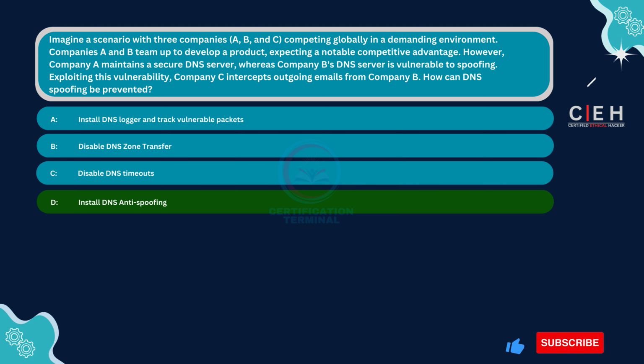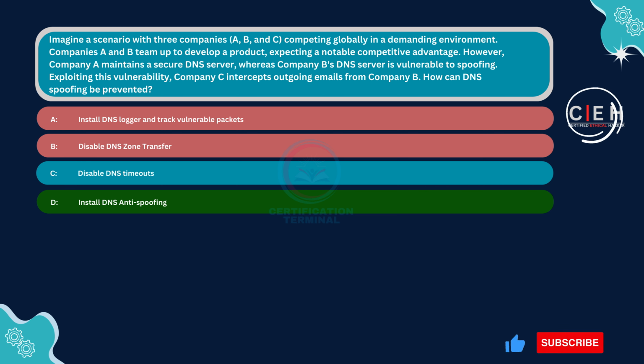Installing DNS anti-spoofing measures can help prevent such attacks by implementing techniques such as DNSSEC, Domain Name System Security Extensions, or deploying DNS firewalls that detect and block spoofed DNS responses. Option A, install DNS logger and track vulnerable packets, is incorrect. While installing a DNS logger can provide visibility into DNS traffic and help identify suspicious activity, it does not directly prevent DNS spoofing. It is more of a reactive measure for detecting and investigating security incidents after they occur.